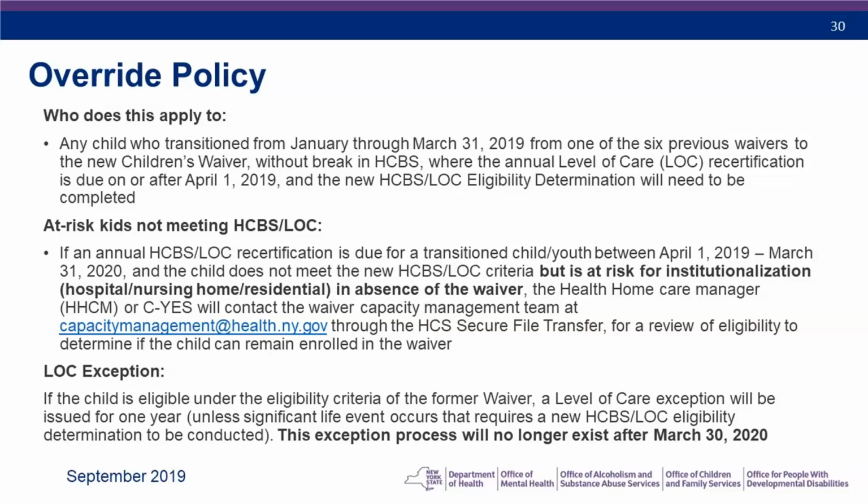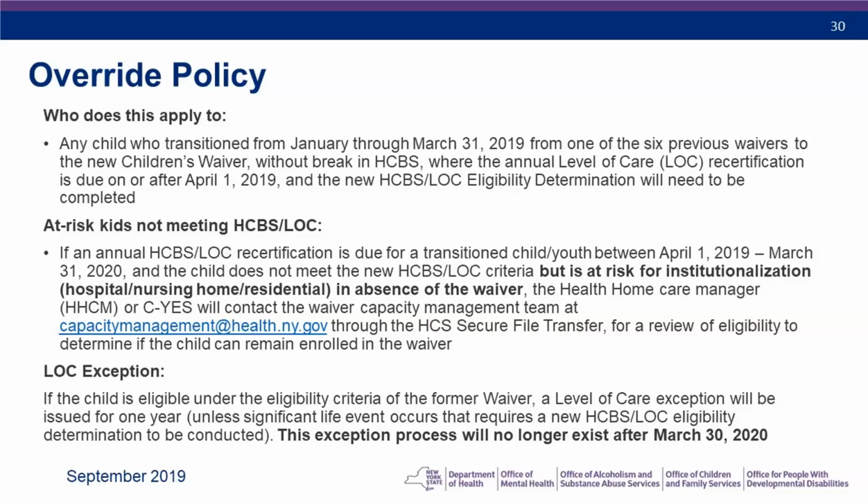So you should know when your child is due for their annual determination. That date was set by their enrollment in your previous waiver, right? So that's a transitioning child. Then when you do your HCBS LOC, and if the child is found not eligible, then you can consider applying for an override. Now, I really need to highlight this middle portion here in this slide, that this is only going to be happening until March 31st, 2020, because every transitioning child should have received at least one reassessment, right?